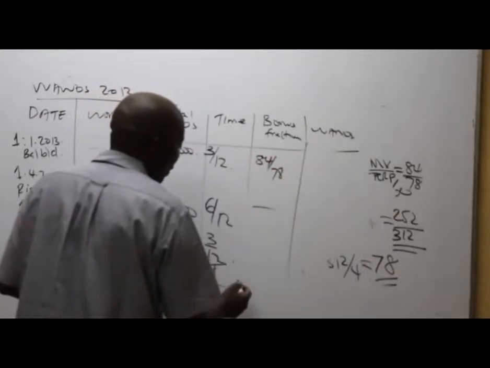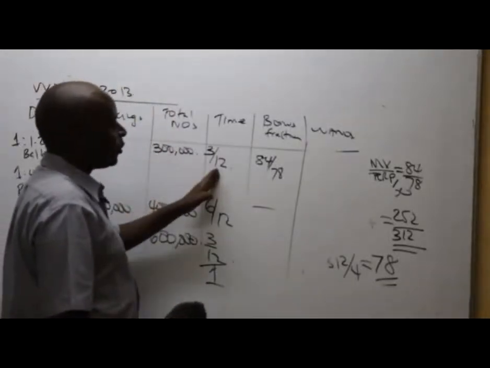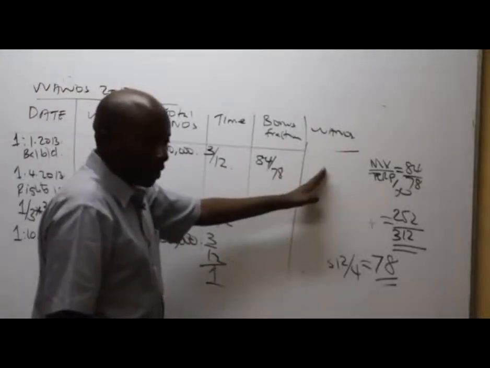And then I'll be able now to get the one-offs very easily by taking the total number times the time fraction times the bonus fraction, which will give me this in the form of a whole number.